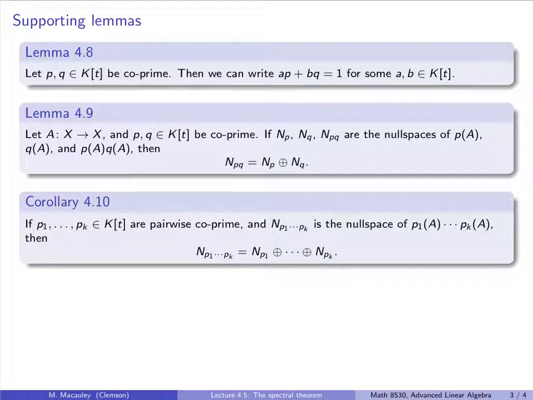It is straightforward to extend lemma 4.9 from 2 polynomials to k polynomials. I won't even bother reading this. I think it's easy enough to look at and see that it's true. And let's talk about why we care to do this.